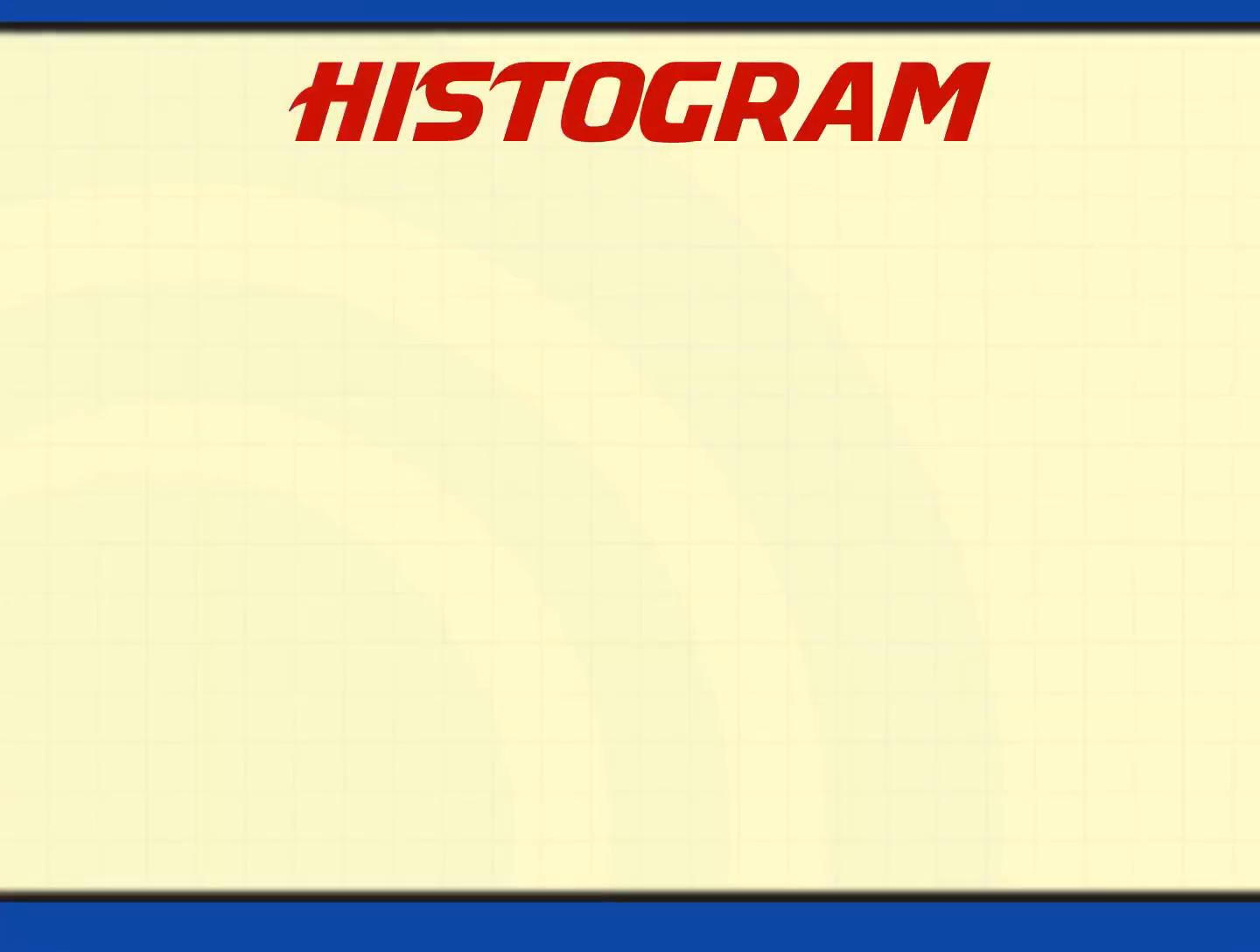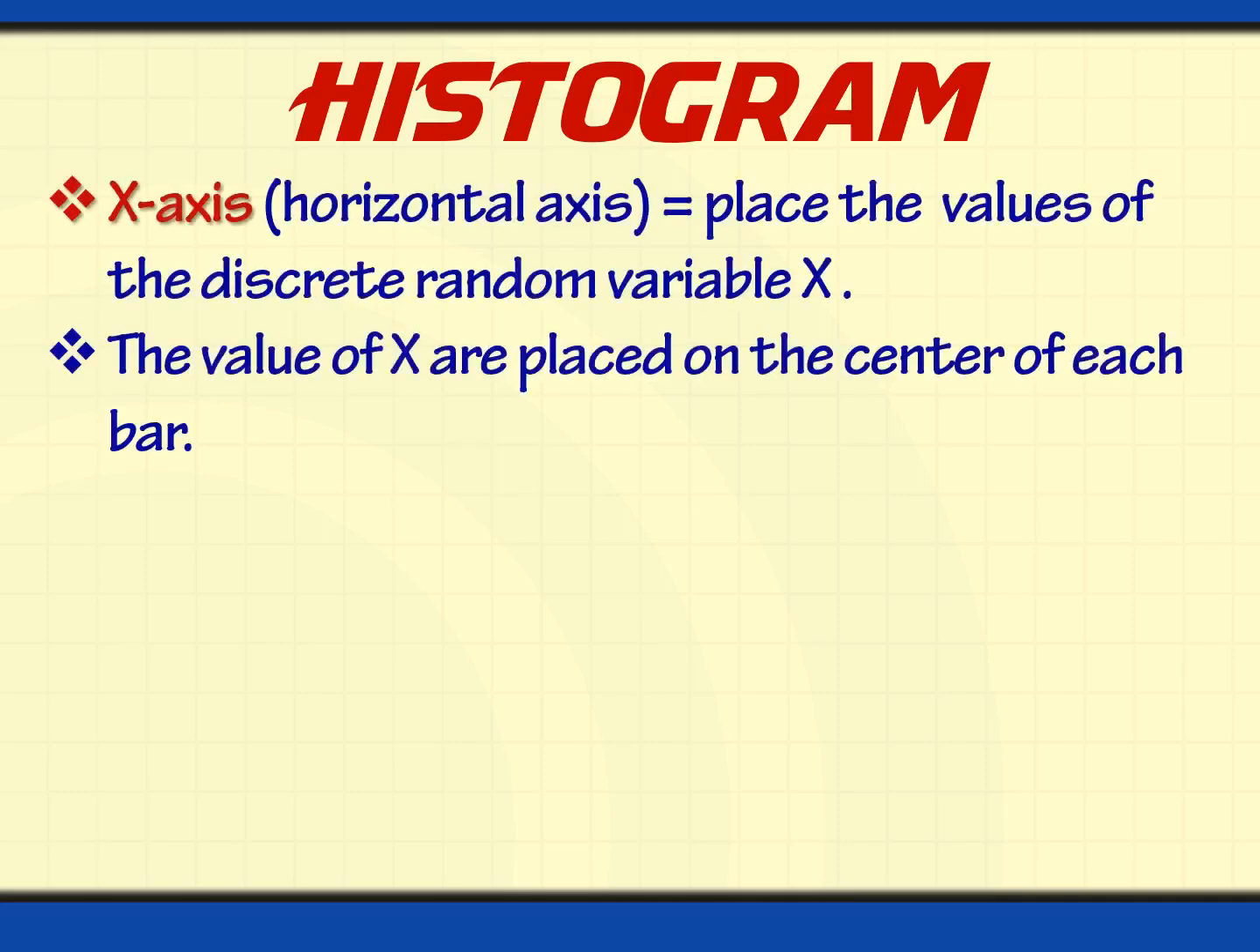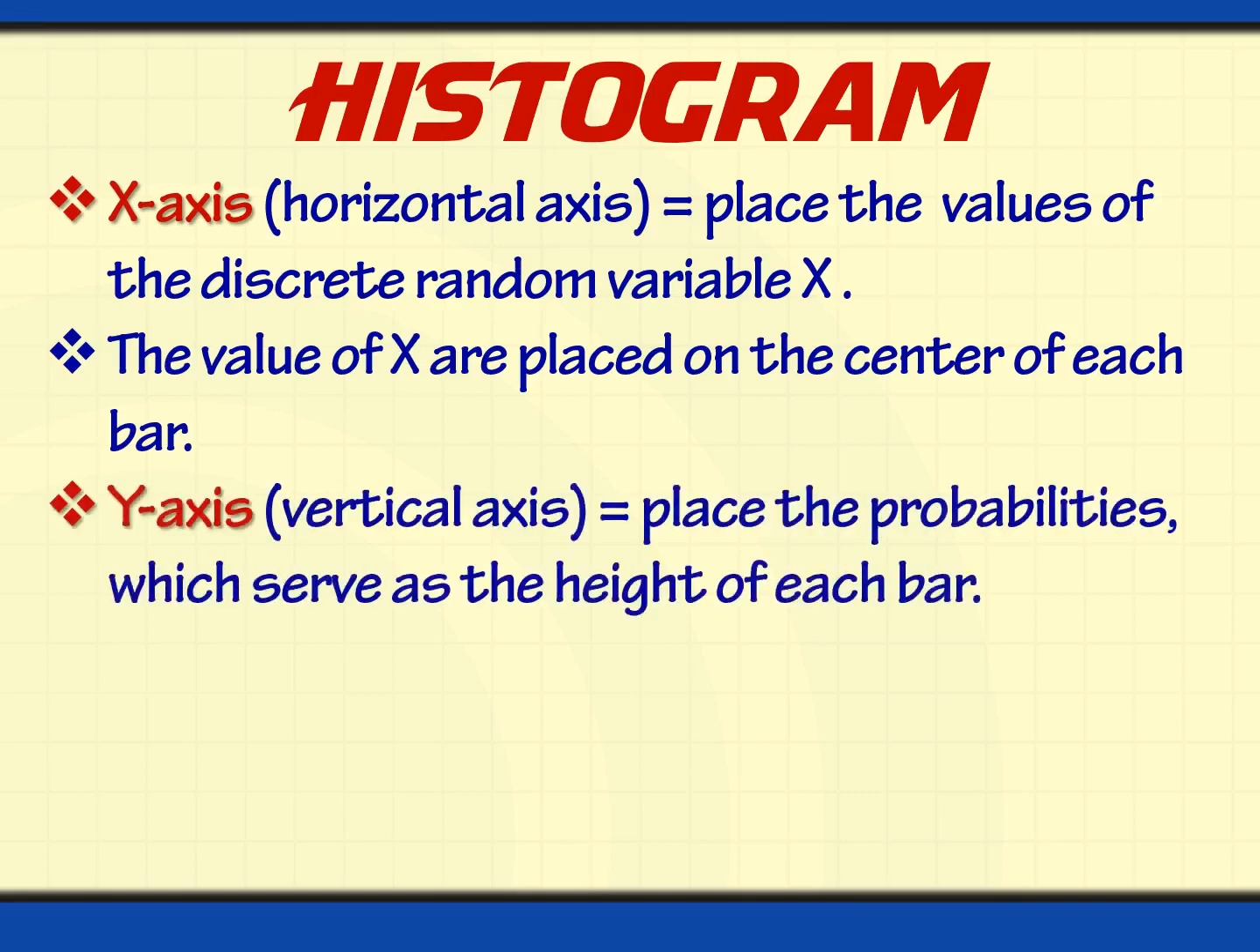Before we proceed to steps number 4 and 5, let us first discuss the histogram. A histogram is just like a bar graph. The discrete probability distribution can be graphed to form a probability histogram. So on the x-axis or the horizontal axis, we're going to place the value of the discrete random variable X, or any letter that you have assigned, and it should be placed on the center of each bar. While on the y-axis, you're going to place the probabilities that will serve as the height of each bar. So, we will have it on step number 5.